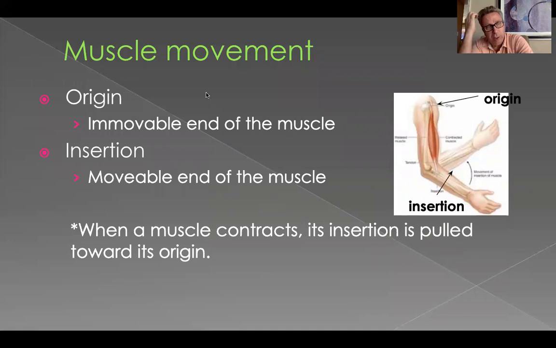Okay, so muscle movement. We have origin and insertion. Origin would be the immovable end of the muscle. Insertion would be the movable end of the muscle. So for instance, if you're doing a bicep curl, the origin would be up near your shoulder, and then the insertion would be down in your lower arm, right?